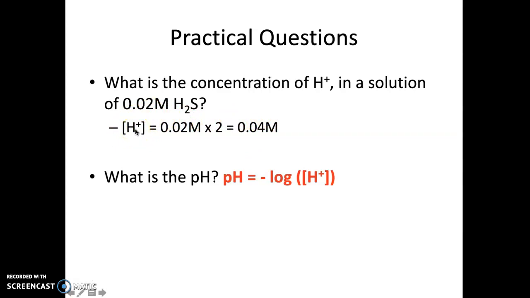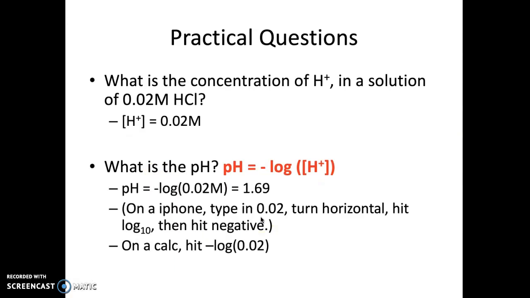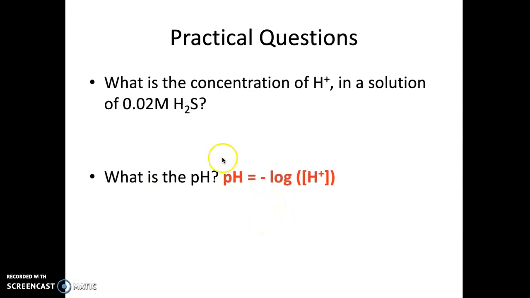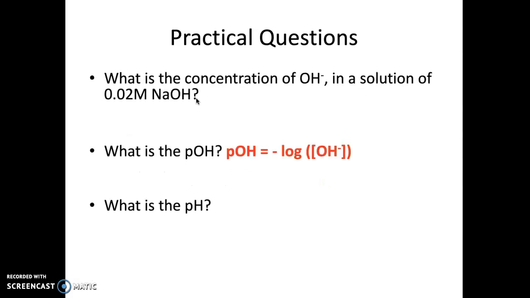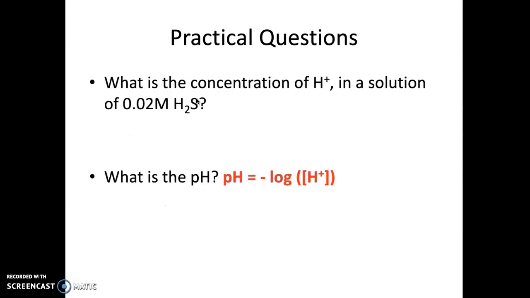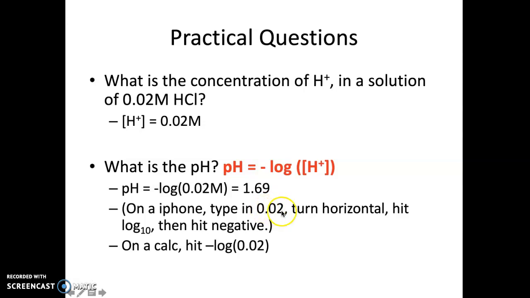So then to find pH again, I just hit negative log of 0.04. I'd get 1.40. Notice this is more acidic than the other one, because there's two H's, there's more H's available, more acidic, lower pH. So again, calculating it would be the same way, either negative log of 0.04 or type it in a calculator. Calculator is the best way to do it. And I'll show you that on the homework walkthrough, which I'll put in this folder as well.